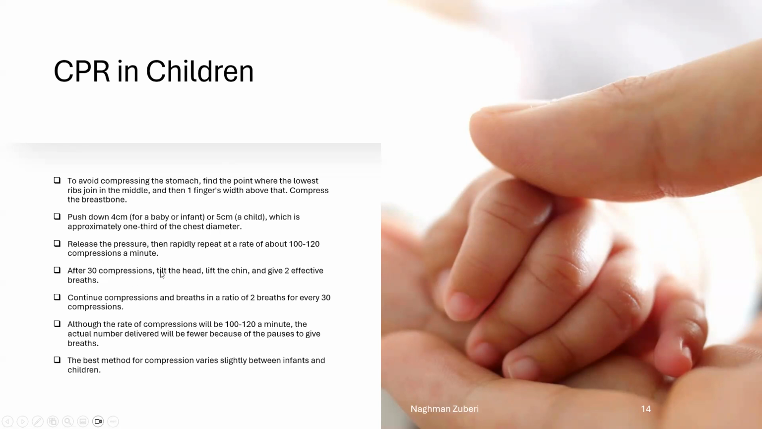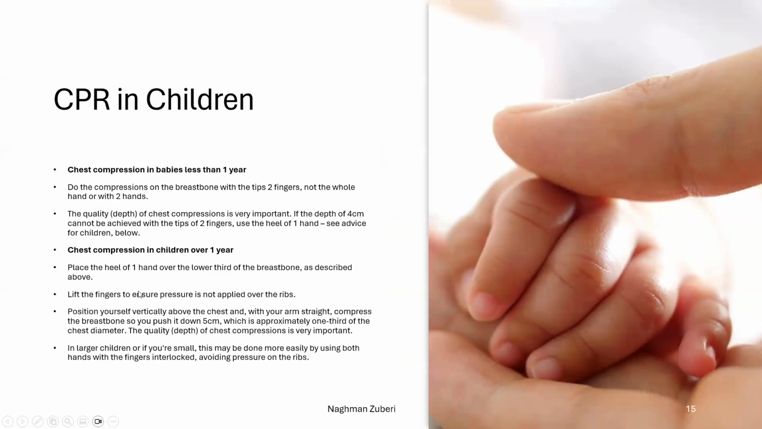After 30 compressions, tilt the head, lift the chin, and give 2 effective breaths. Continue compressions and breaths in a ratio of 2 breaths for every 30 compressions. Although the rate of compressions will be 100 to 120 a minute, the actual number delivered will be fewer because of the pauses to give breaths. The best method for compression varies slightly between infants and children.